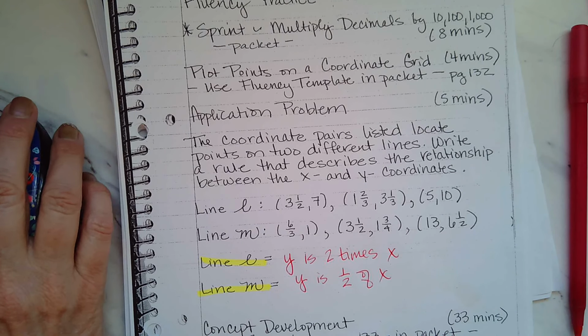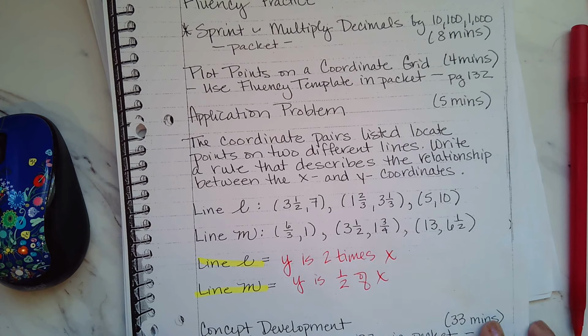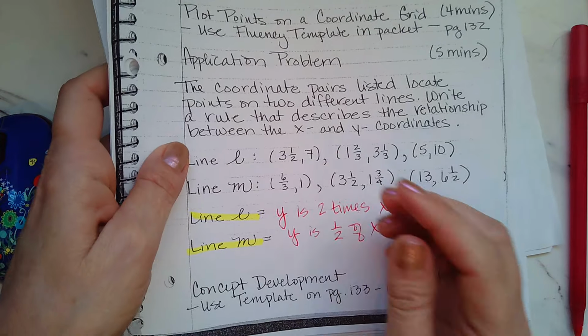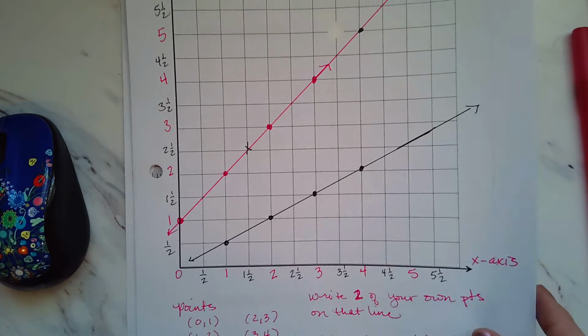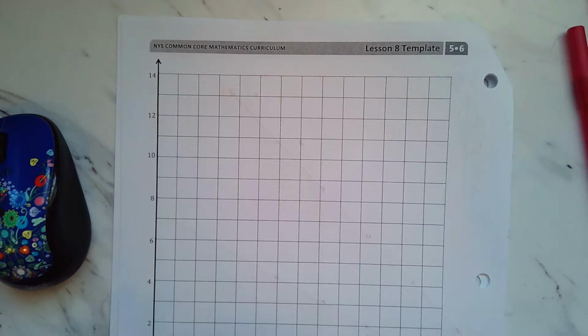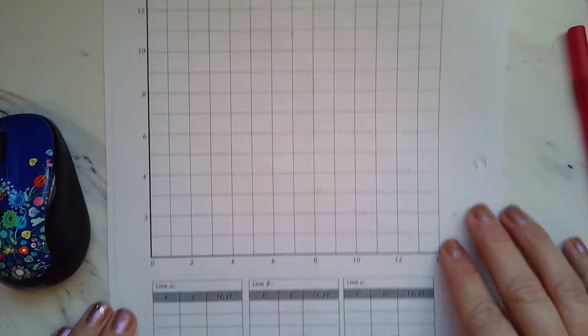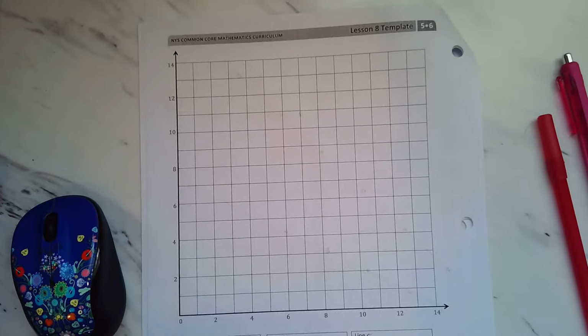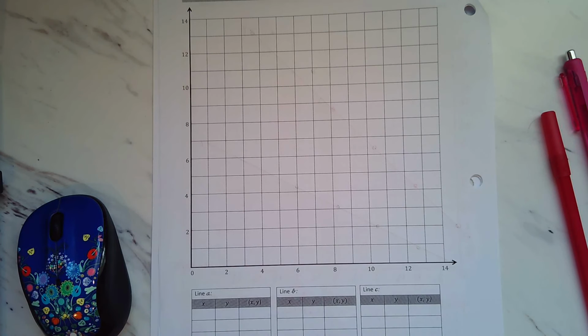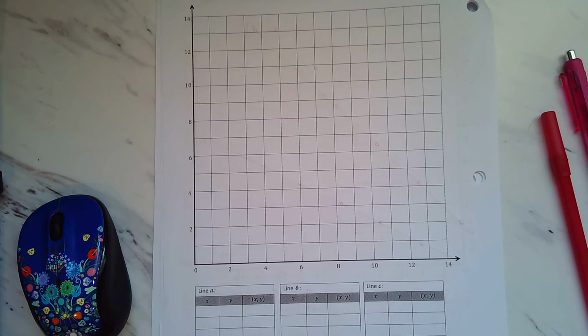All right. This is the end of our fluency practice for Module 6, Lesson 8. Now we're going on to concept development. You are going to need your packet that we just finished, and you're going to be turning to the Lesson 8 template. We're going to use this whole coordinate system here, this coordinate plane, and the boxes. We're going to try to figure out what points would fit into our rule.